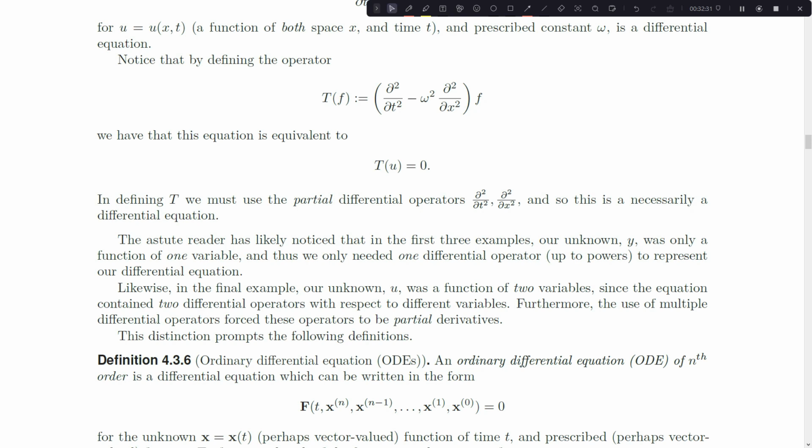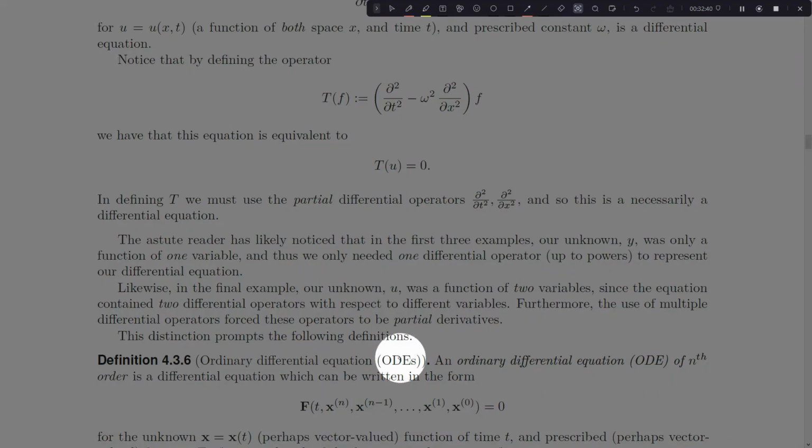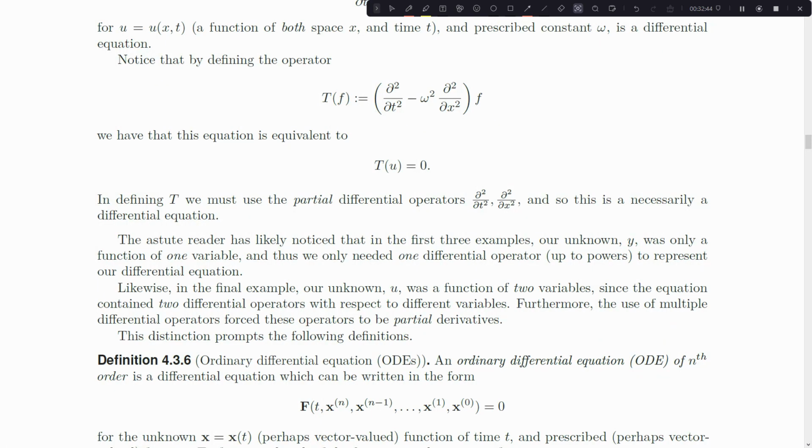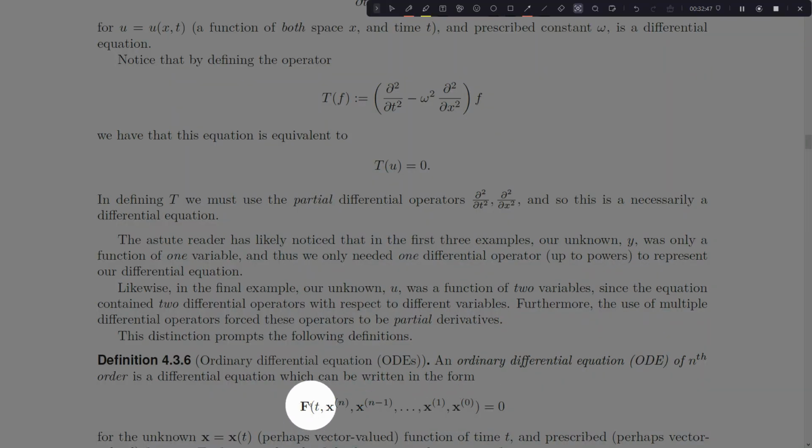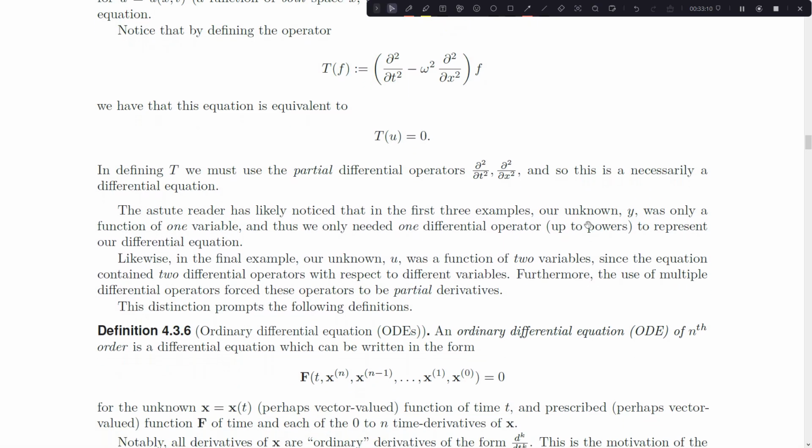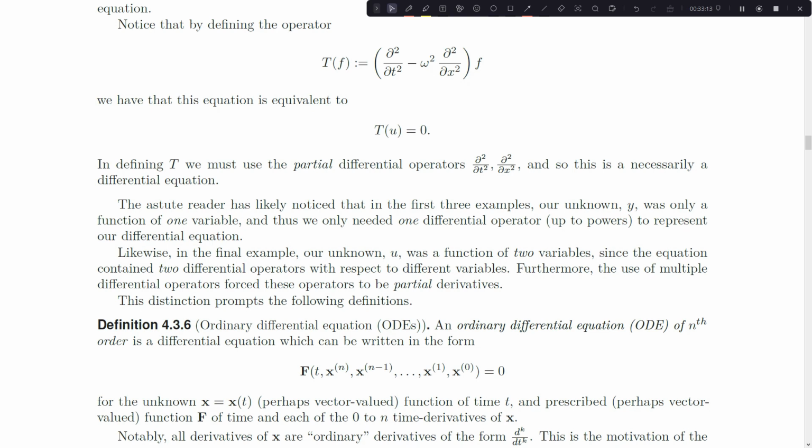Now I'm actually going to include a definition which will become important for your homework, and this is the definition of an ordinary differential equation. The definition of an ordinary differential equation is any differential equation which in particular can be written in the form of the following, where I have one big function f which takes in my independent variable, time in this case, as well as a lot of derivatives of x. x is now my function that I'm searching for in this case, so x equals x(t), perhaps a vector valued function of time. As long as I can write the equation in this form for some other function f, then I have what's called an ordinary differential equation.